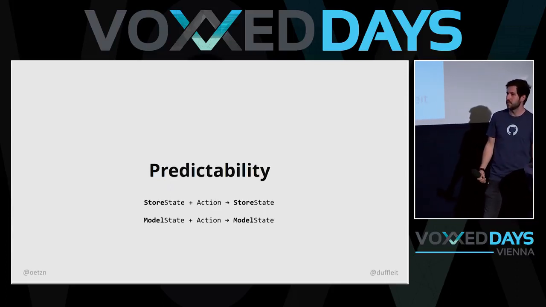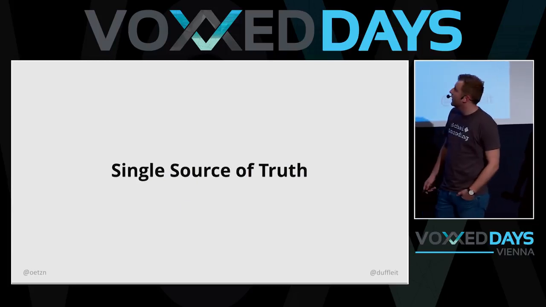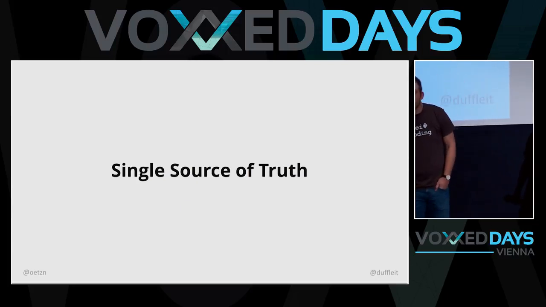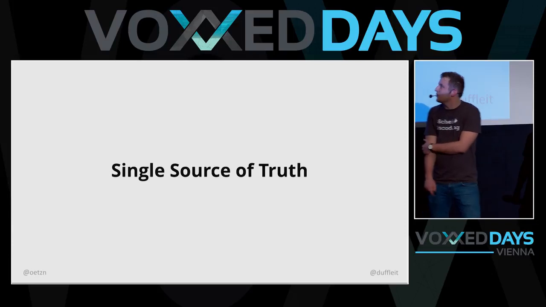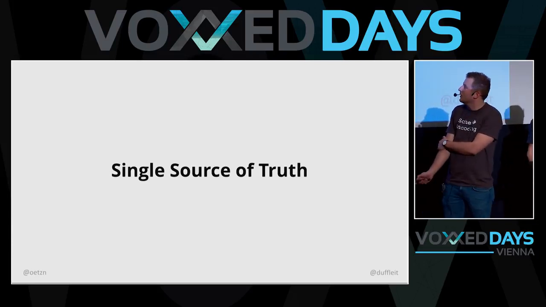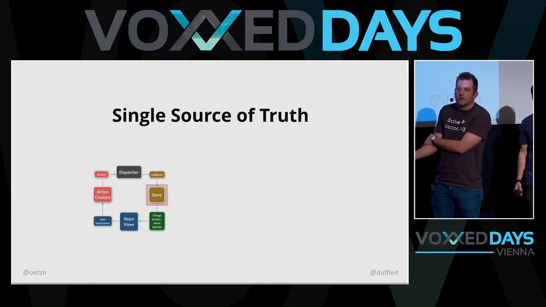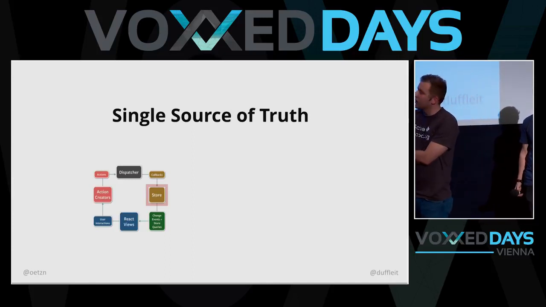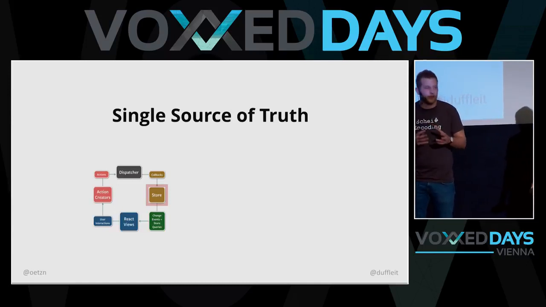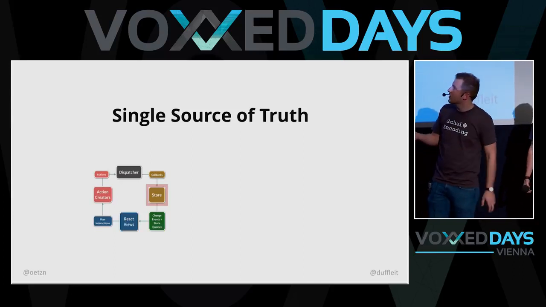So the third point, single source of truth. The single source of truth in Redux is quite simple. We can see it here, the store. The store in our Flux architecture is the only place where we store our state. So there's no second store. I'm cutting corners here. You could have a second store, but it's in the same position then.